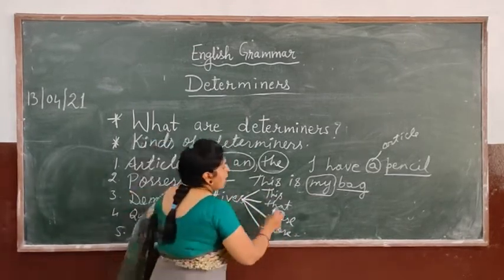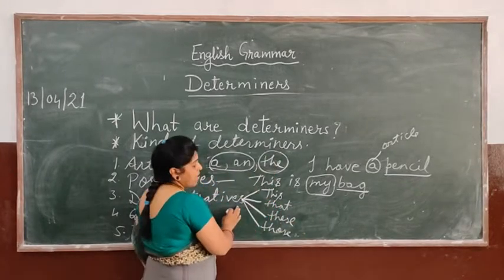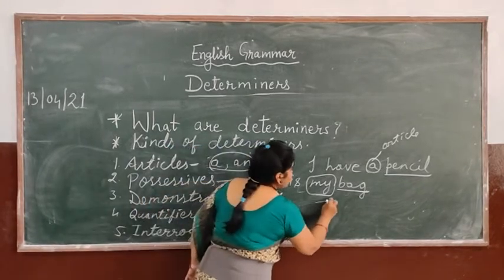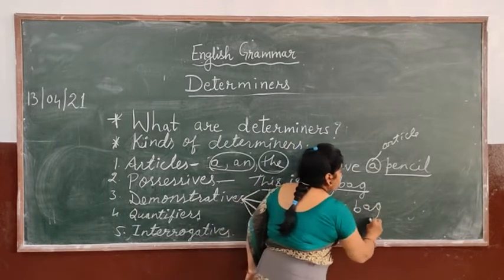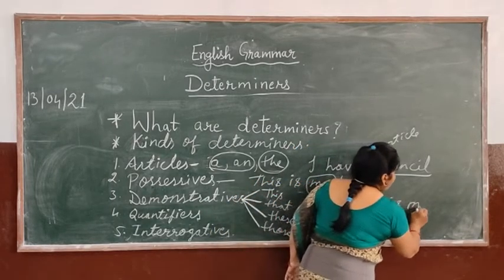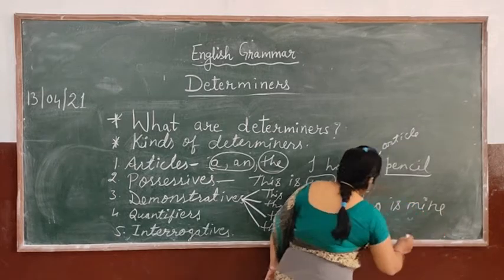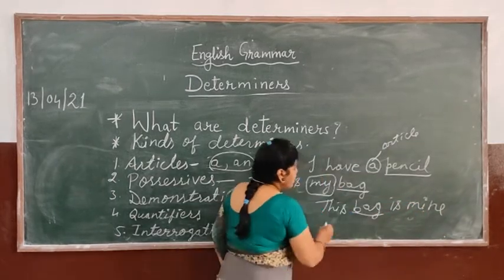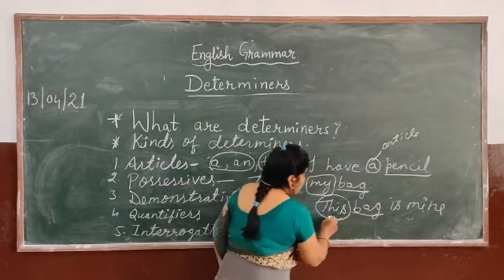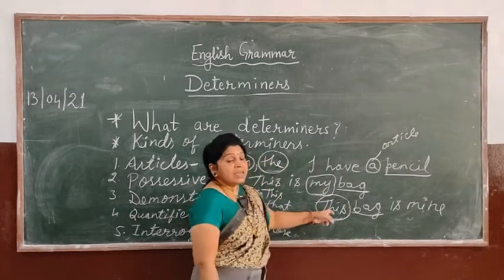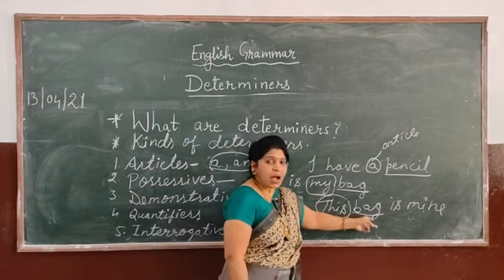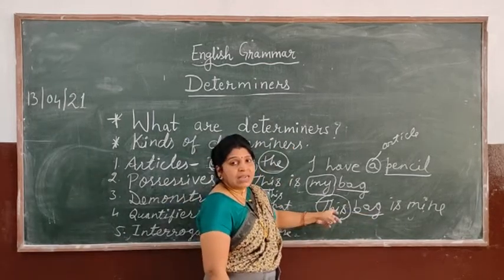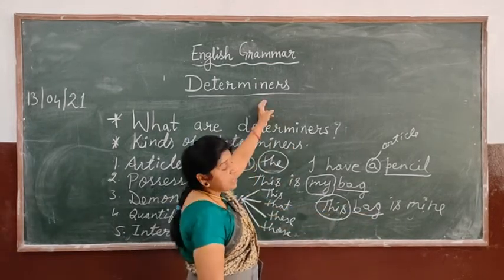Now I'll give you an example to make it more clear. Suppose I say, this bag is mine. See here, children. Again here bag is a noun. Here this is a demonstrative determiner. Bag is the noun, and this is the demonstrative determiner.